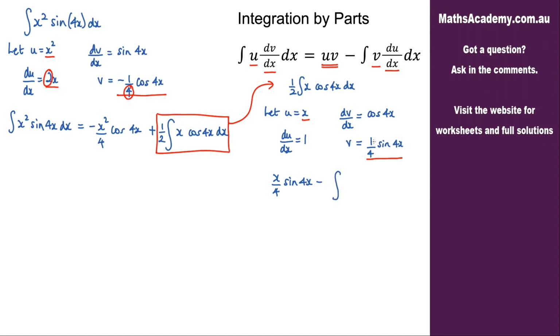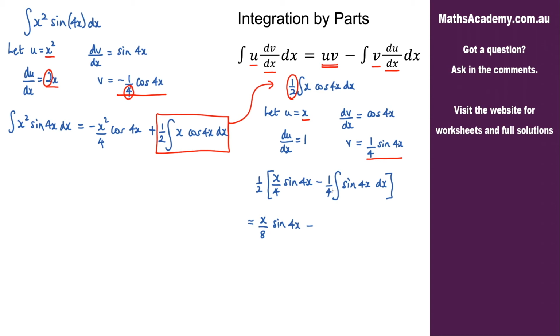Let's take this quarter outside the integral, and we have sine of 4x with respect to x. And we just need to remember to include this half here as well. So let's bring that in. We've got a half. Okay, so what we end up with is we've got the half here, so we've got x over 8 sine of 4x minus.